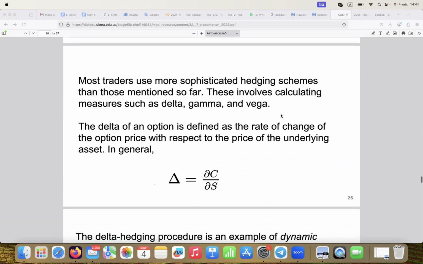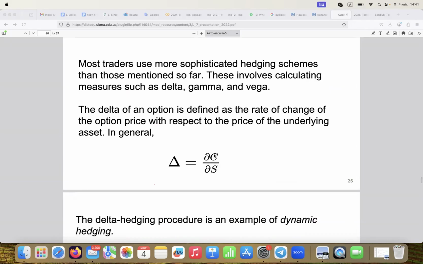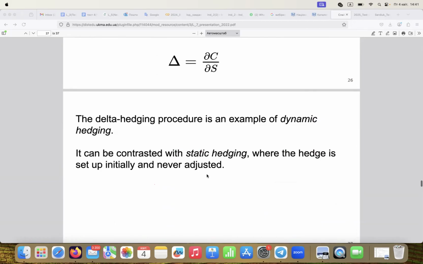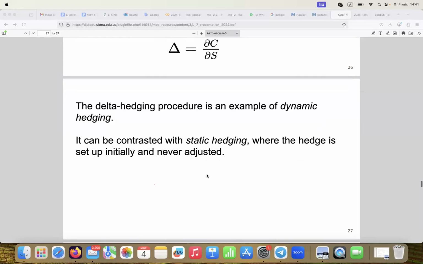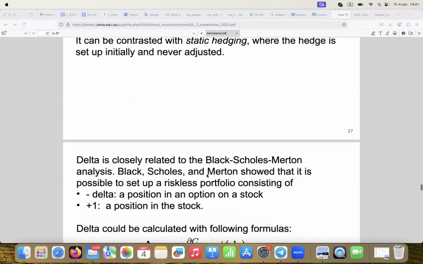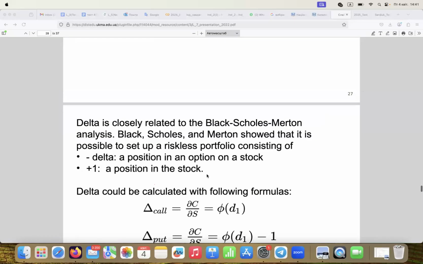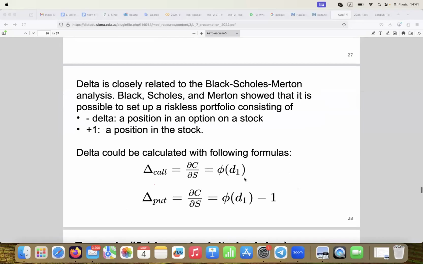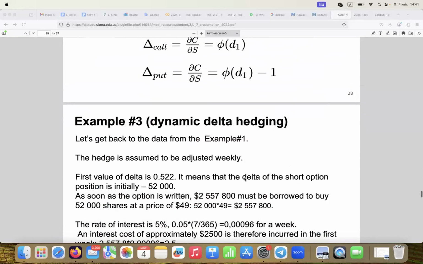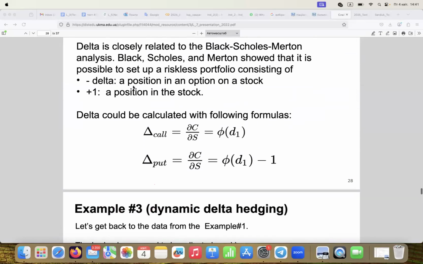It is delta, so it is N, the normal distribution function, of d1. But it works only on a short term, so it is like combining this strategy with this strategy. Now I will show you. So this portfolio is minus delta and plus 1.